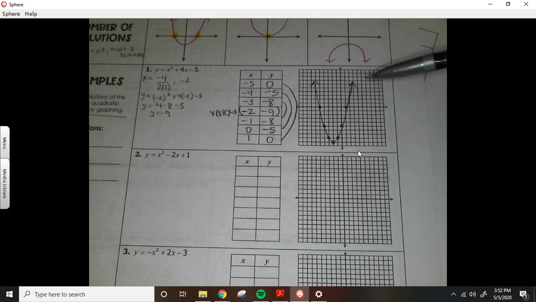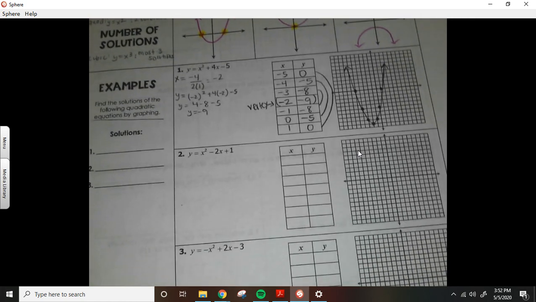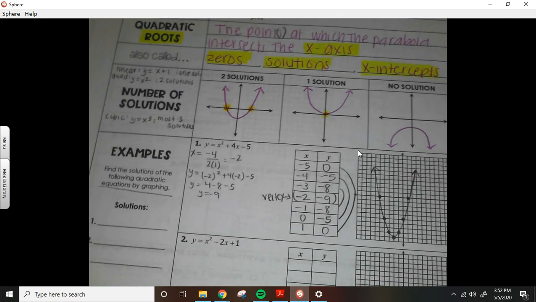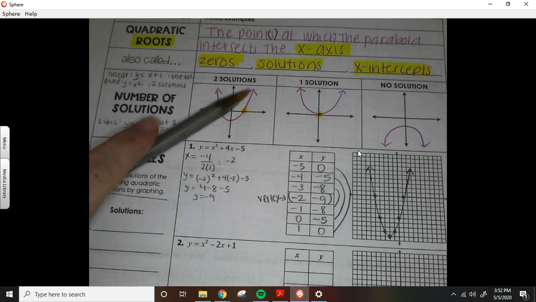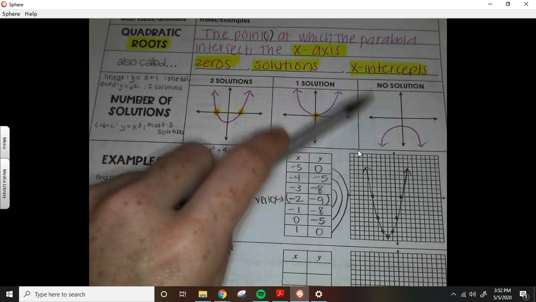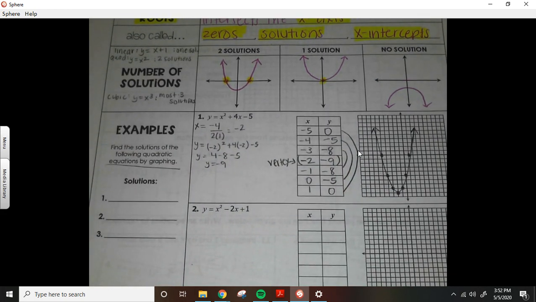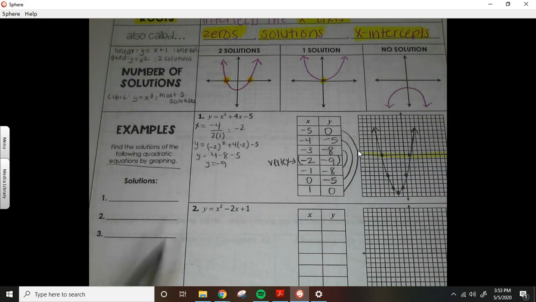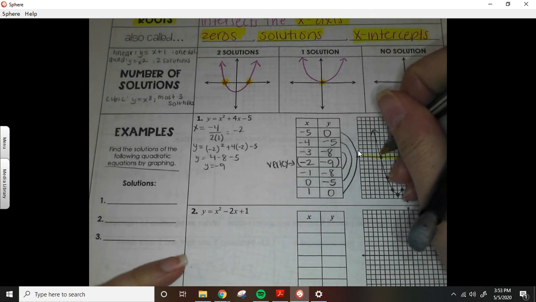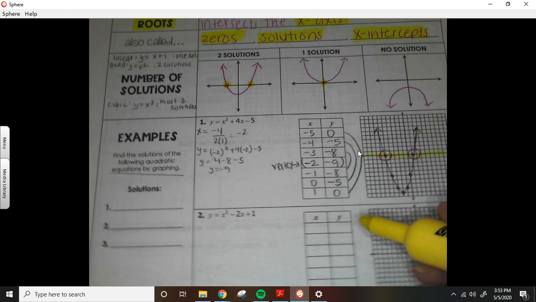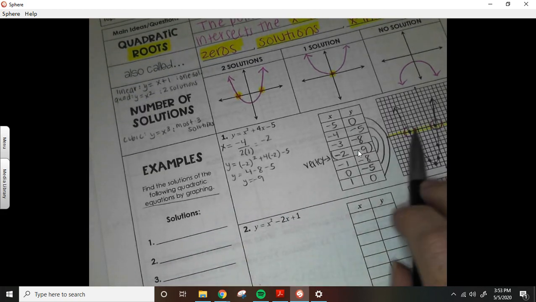And our goal was not to just graph, because that's what we did in the first couple of lessons of this packet. Now our task is to find the solution. Well, we just found out what a solution is. A solution is a root, a zero, a solution, or an x-intercept. So I'm looking at my graph, and here's the x-axis. Where does this graph intercept it? At this point and at this point. And those would be my zeros.